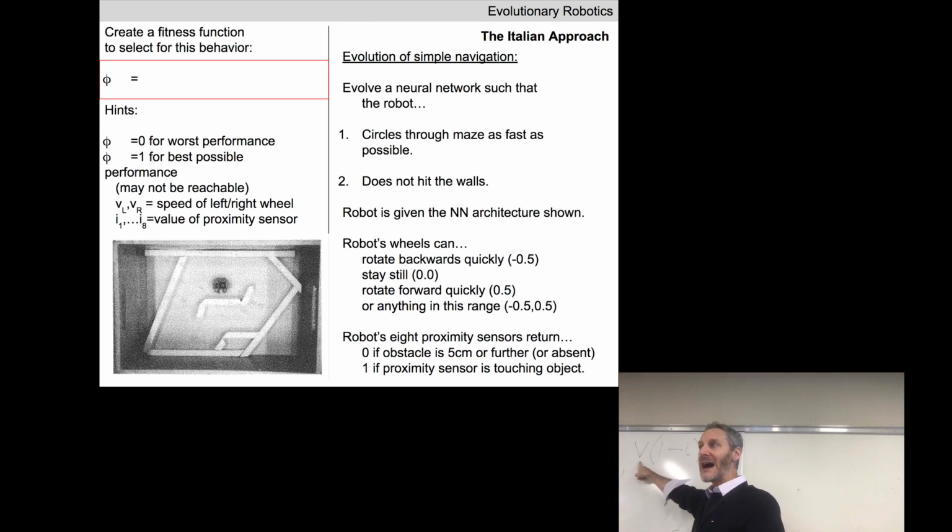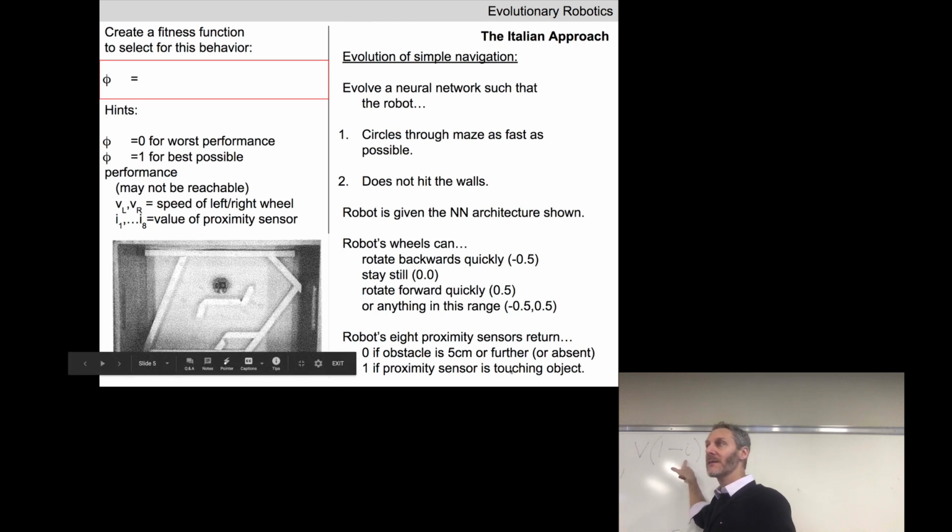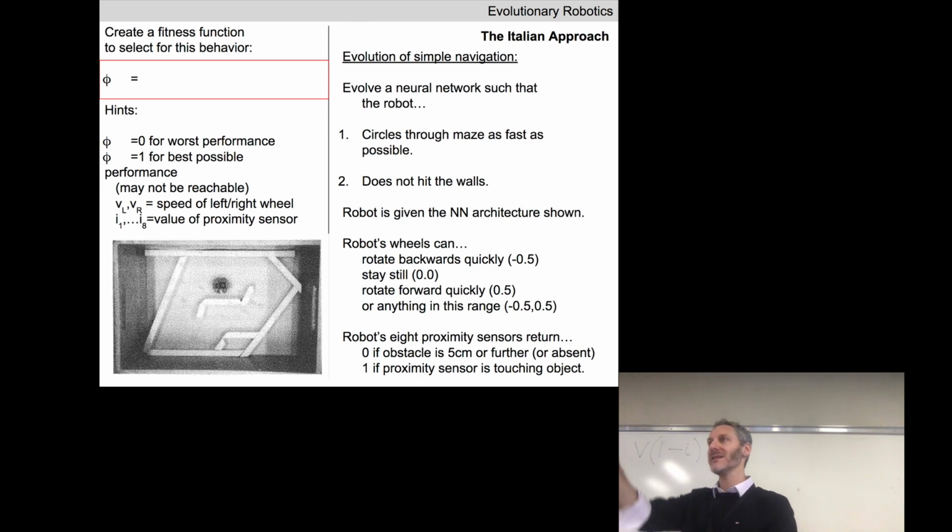If it's going fast, but smashes into the wall, then at least one of the i's is going to be 1, because that proximity sensor is registering the wall. And this is going to be at least close to 0, which is going to degrade the value of this.